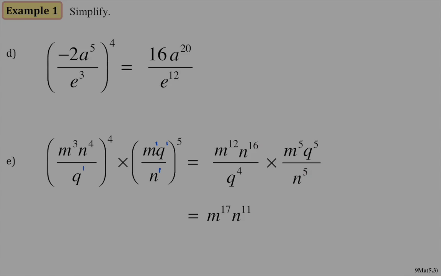Looking at the q's, q to the power of 5 on top, q to the power of 4 on the bottom. We're dividing because one's on the top, one's on the bottom. 5 minus 4 is 1. So you get q to the power of 1, which is just q. There's our solution for part E.